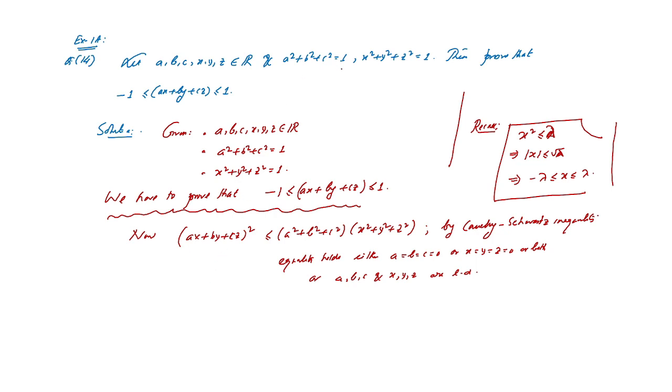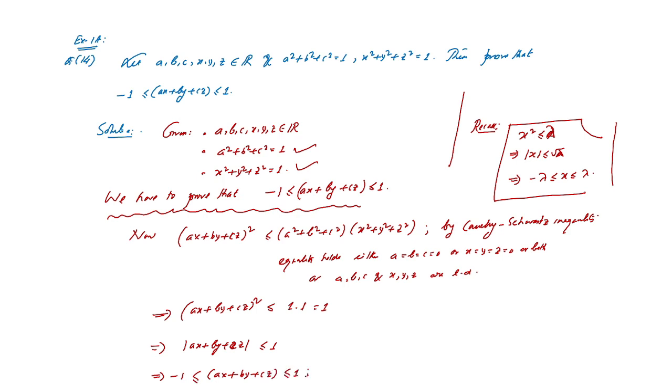And you know a square plus b square plus c square equals 1 and x square plus y square plus z square equals 1; we just use these two given conditions. So what will we get? We will get (ax plus by plus cz) whole square is less than or equal to 1 into 1. So from this we can write that the modulus of ax plus by plus cz is less than or equal to 1. So that means minus 1 is less than or equal to ax plus by plus cz, which is less than or equal to 1, and equality holds under this condition. So this is also proved.